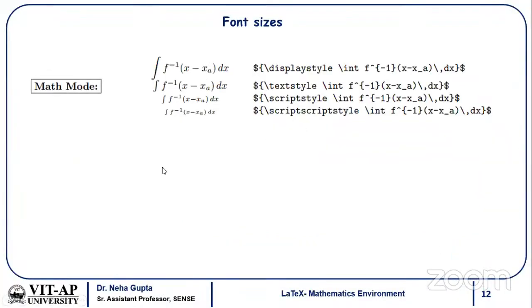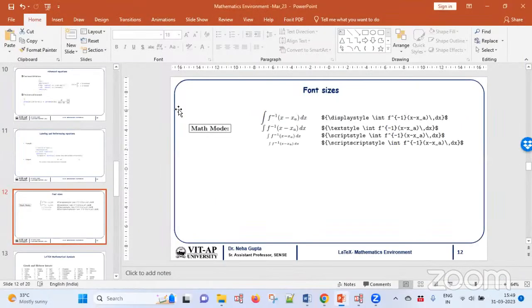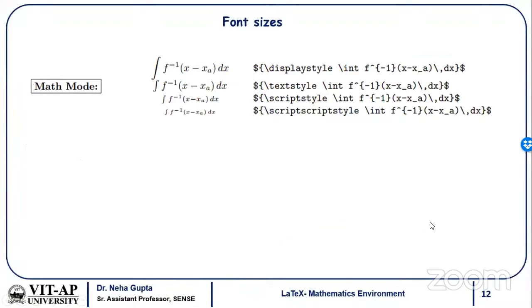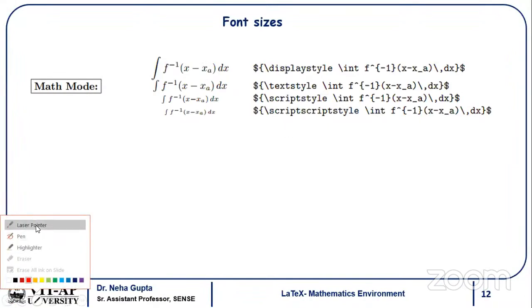You just see one expression is written here, the integration of the expression f inverse 1 x minus xa, then dx, and it is represented with four sizes. You can see here the bigger one, then we are reducing the size. In the mathematical environment, how it can be reduced and represented will depend on which style you have used here. The first one I have already shown you, display style.